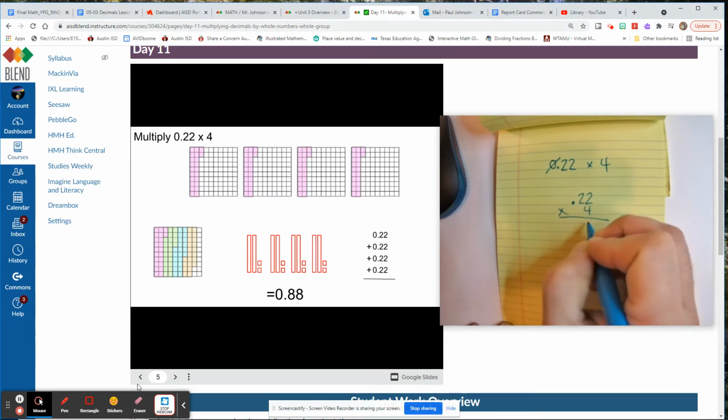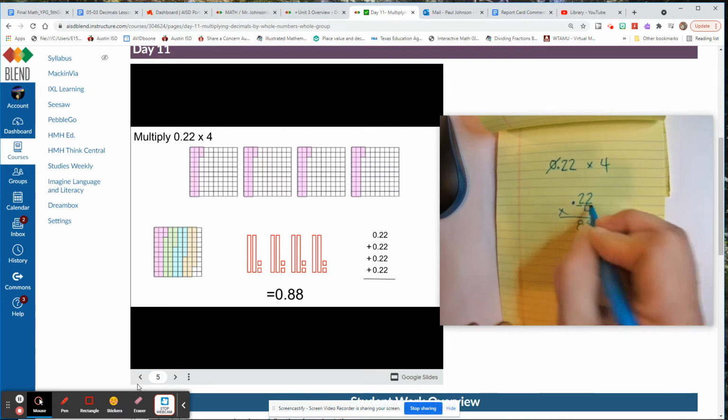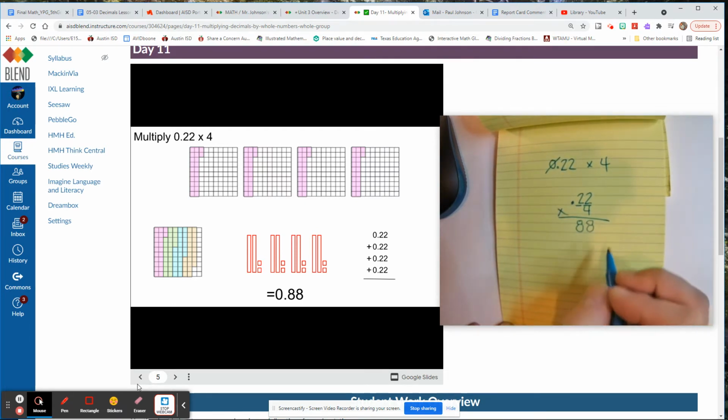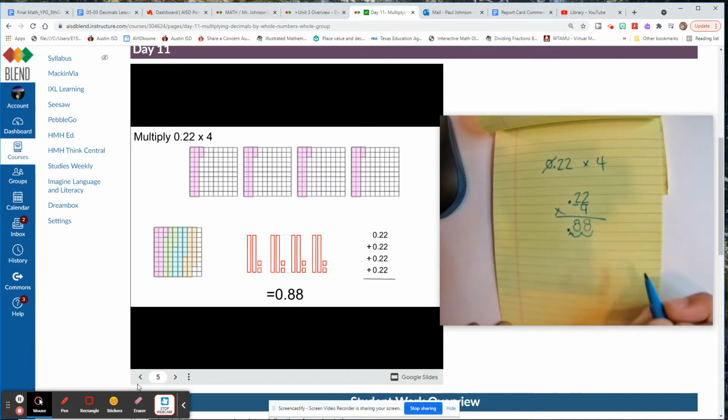So 4 times 2 is 8. 4 times 2 is 8. We count the number of decimal places in our problem, and we place that many decimal places in our solution. So 22 hundredths times 4, 4 groups of 22 hundredths is 88 hundredths. Remember, that's kind of like money. If you had 22 cents 4 times, it would be 88 cents.